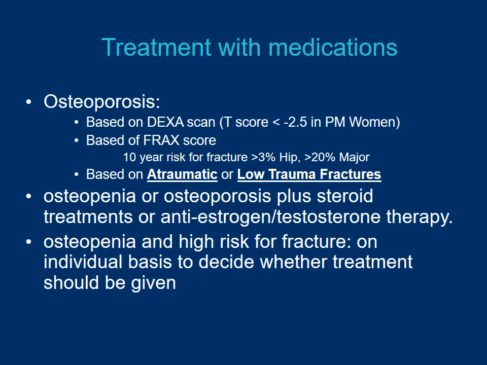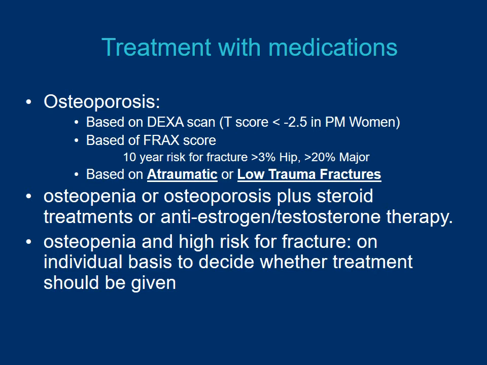Treatment of osteoporosis includes medical treatment, physical treatment, and finally surgical treatment in severe cases. Medical treatment of osteoporosis is based on DEXA scanning, T-score less than minus 2.5 in postmenopausal women, or on a FRAX score, as we said before, 10-year risk for fractures more than 3% in hip and more than 20% major osteoporotic fractures, or based on traumatic or low trauma fractures.